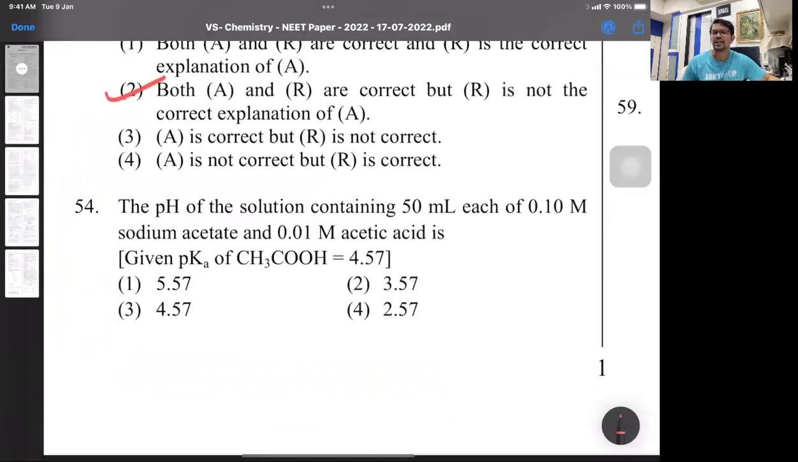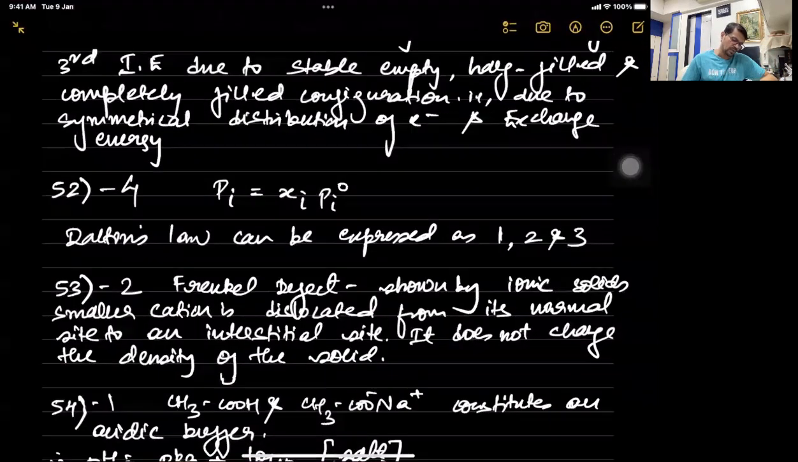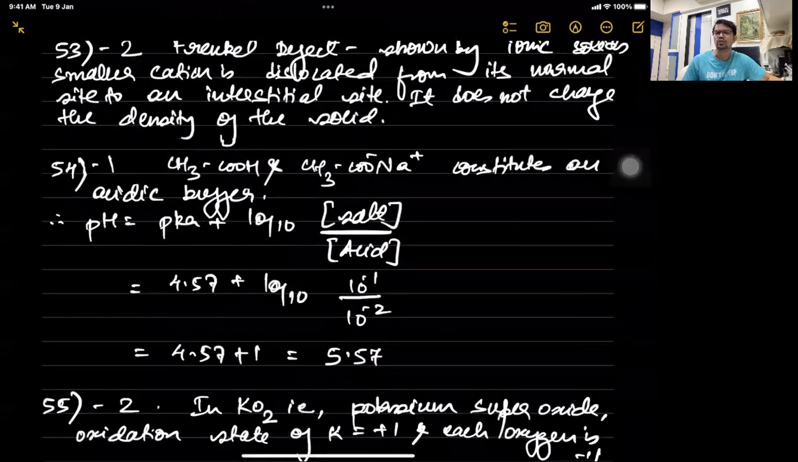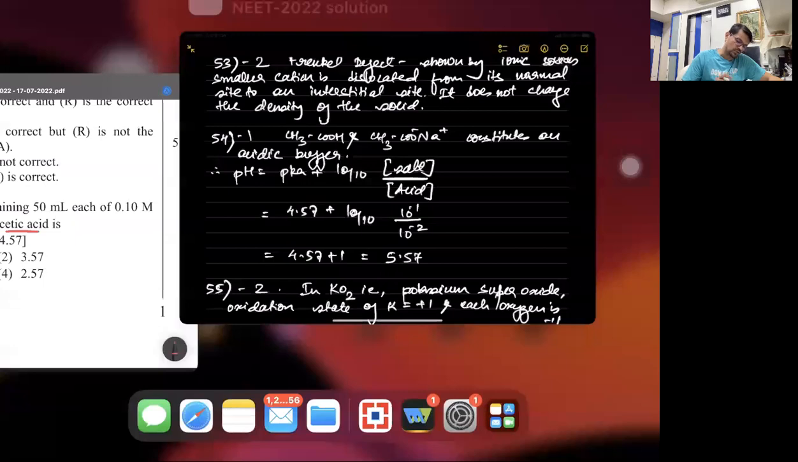Then 54 is a direct one, calculation of pH, where they have given you sodium acetate and acetic acid. Acetic acid and sodium acetate is an acidic buffer, weak acid and a salt of its strong base. So the formula is pH = pKa + log of active mass of salt upon the active mass of acid. If you see the 54th one, that's the working part over there. So that pH comes as 5.57. So 54th is the first one.